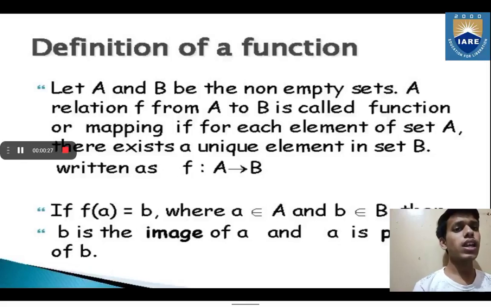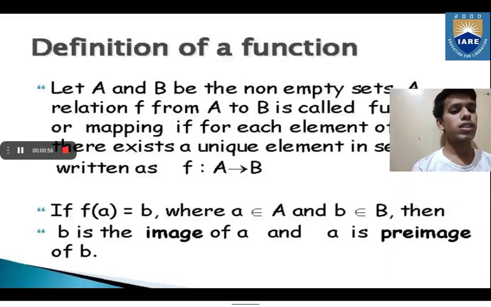Definition of a function. Let A and B be non-empty sets. A relation f from A to B is called a function or mapping if for each element of set A there exists a unique element in set B, written as f from A to B. If f of a equal to b, where a belongs to set A and b belongs to set B, then b is the image of a and a is the pre-image of b. Remember that the element should be unique, then only it is defined as a function.